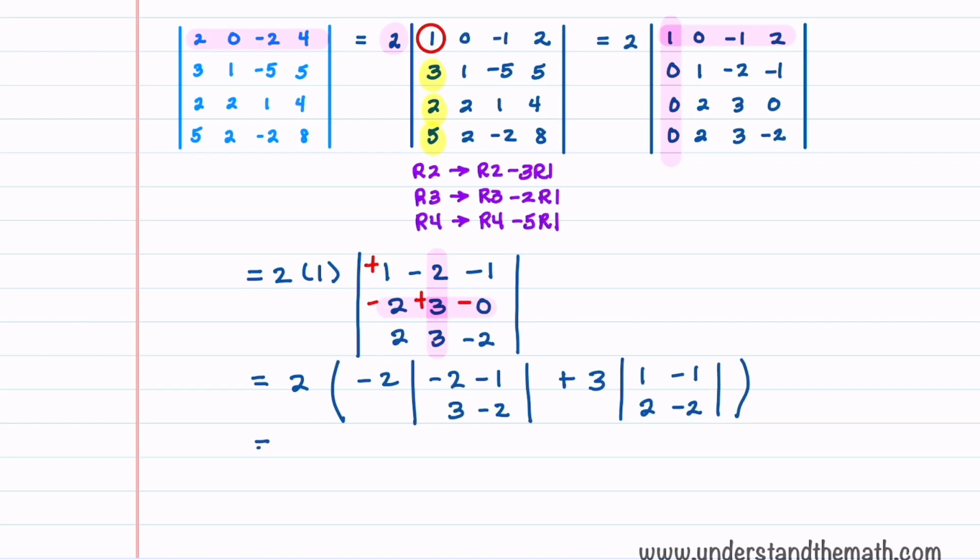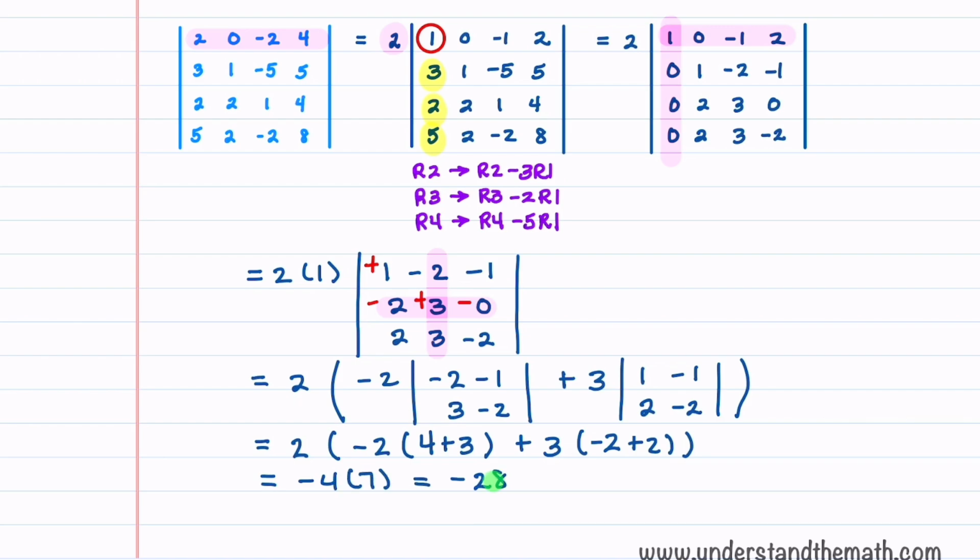This is then equal to 2 times minus 2 times a 4 minus a negative 3, which gives us a 4 plus 3, times a minus 2 minus a negative 2, which gives us a plus 2. This gives us an answer of minus 4 times 7, which is equal to minus 28.